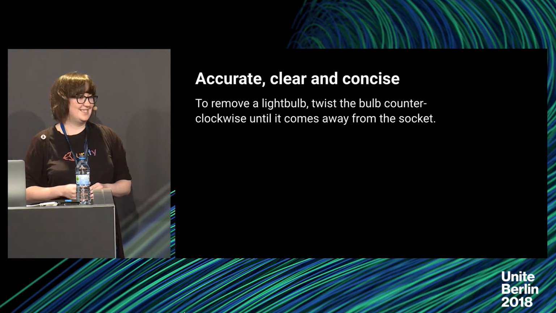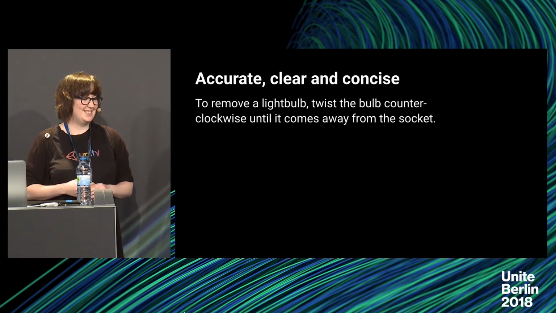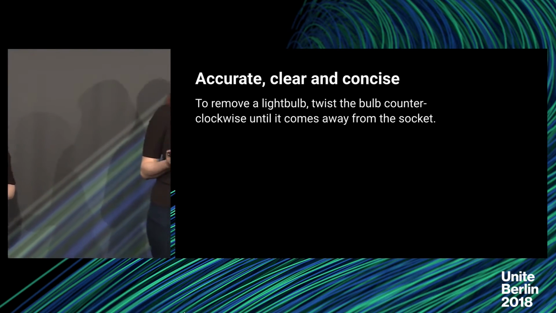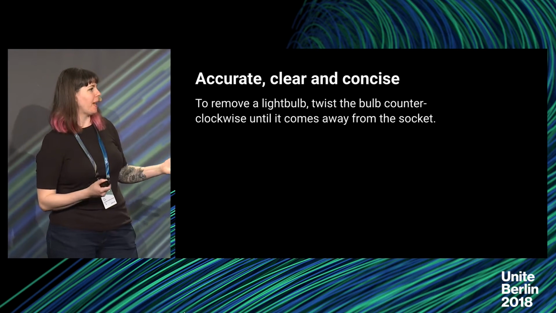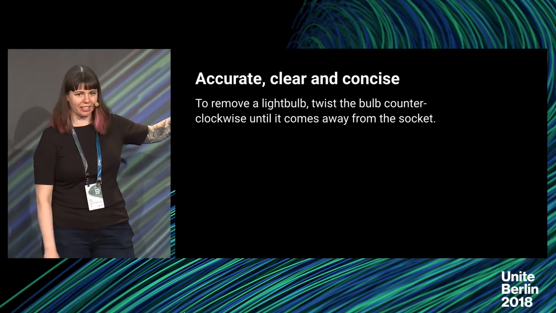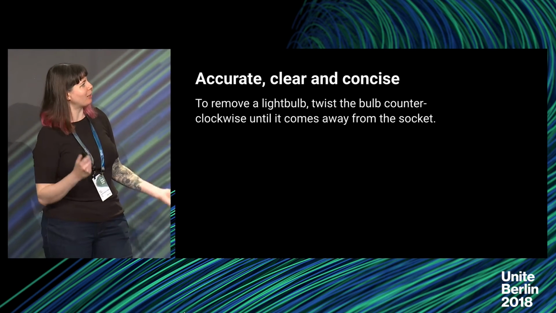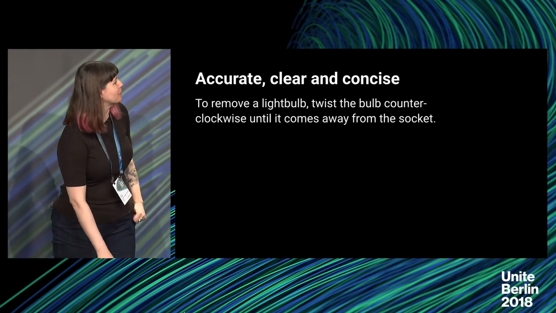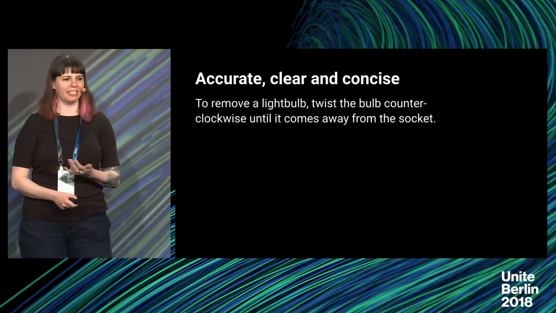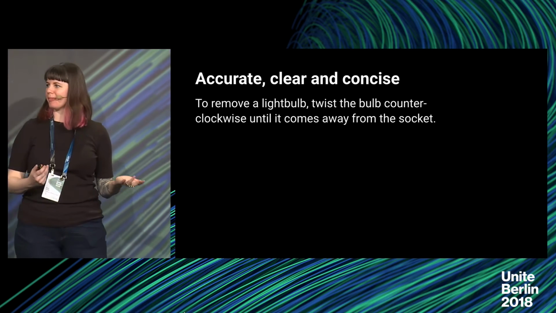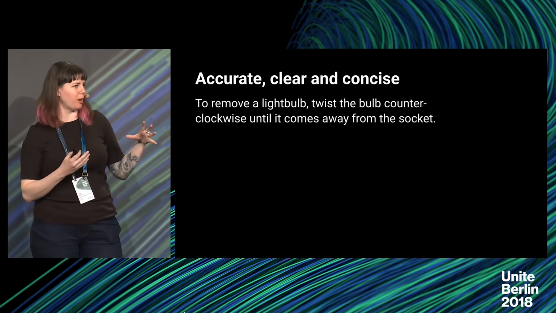So let's take a look at how we could rewrite that with these principles in mind. Okay, to remove a light bulb, twist the bulb counterclockwise until it comes away from the socket. That is the same information rewritten. And you'll notice it's just as accurate as it was before. The first one was accurate. It's about as concise. There's roughly the same number of words there. But it's suddenly clearer.